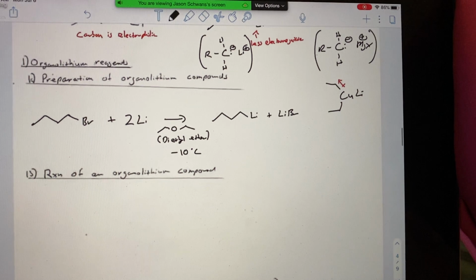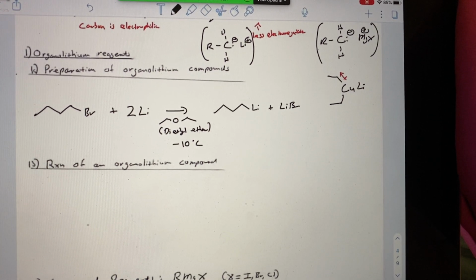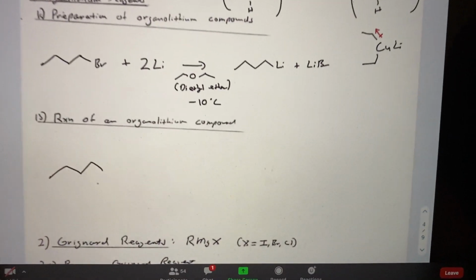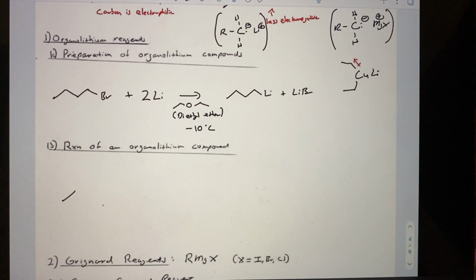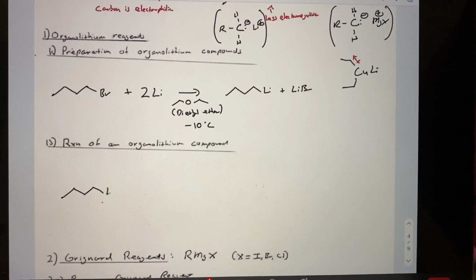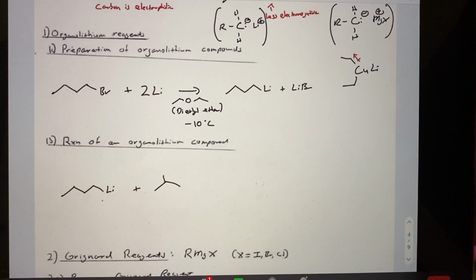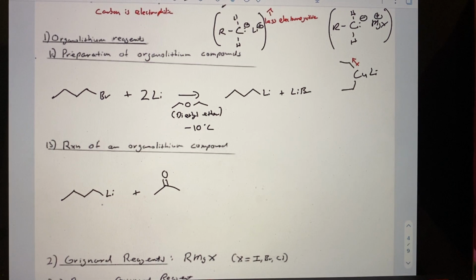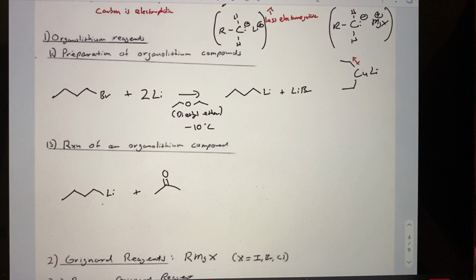So now let's use this organometallic reagent that we've just made in a reaction. Let's use that same organolithium compound. Let's react this with acetone. So we have a ketone, there's our carbonyl group. And this is going to give us our most basic type of reaction that we're going to see with these organometallic reagents. This doesn't always mean easy, but basic.